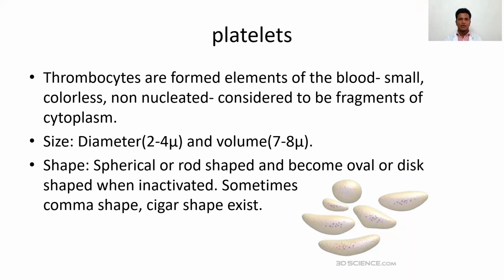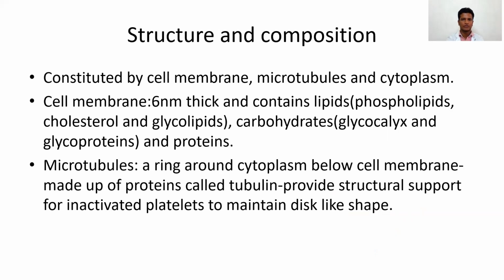Platelets. Thrombocytes are formed elements of the blood. They are small, colorless, non-nucleated, and considered to be fragments of cytoplasm. The size of the platelet in diameter is 2 to 4 microns and the volume is 7 to 8 cubic microns. The shape of the platelets is spherical or odd shaped, and they become oval or disc shaped when inactivated. Sometimes comma or cigar shapes also exist.